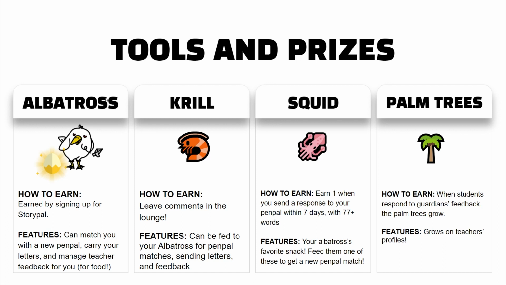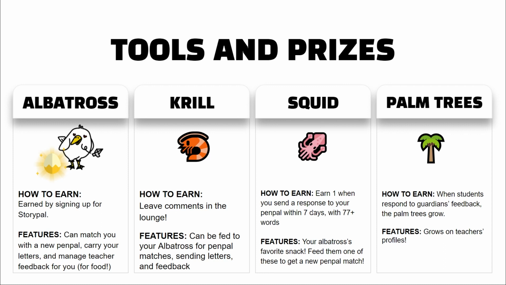See, like any other pet, your Albatross works for food. And those 2 pieces of food that the Albatross wants to eat are krill and squid. Let's start with the squid because it's easier to understand. We've got a big, juicy squid. This is a high value treat, right? For any of you that are taking care of dogs or cats right now, this is a high value treat. A squid, if fed to your Albatross, will get you a new pen pal match. You can have multiple different pen pals at one time, and this squid immediately gets you one of those.